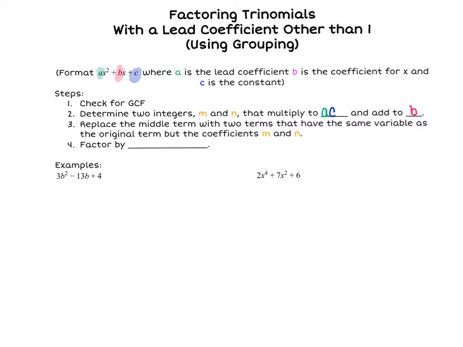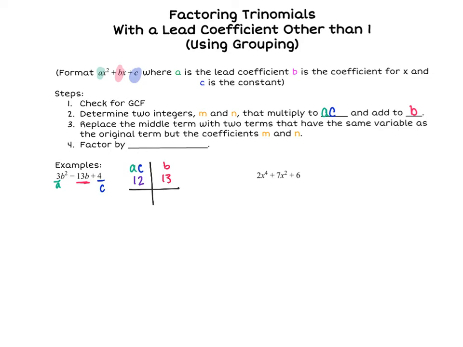Let's consider this first example first and foremost. In this case, I have to multiply a and c, which is 3 times 4, so 12, and I need them to add to 13, which is b. So what two numbers multiply to 12 but add to 13? The work I'm showing right now is not necessary. I'm just going to talk you through how to consider this.